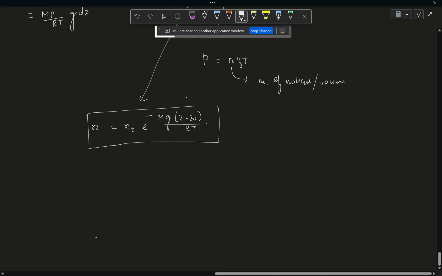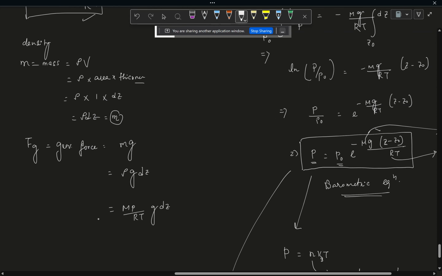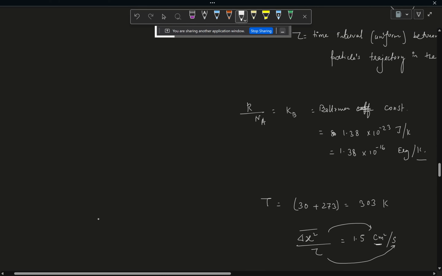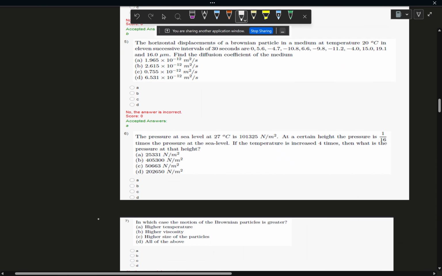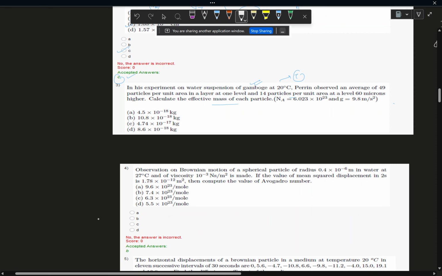So this is molecular density, that means molecules per unit volume. Okay, and yeah, so now it is probably time. Let us go back to the question, and then I'll discuss the rest of the quantities that we will need. So this is question number 3.